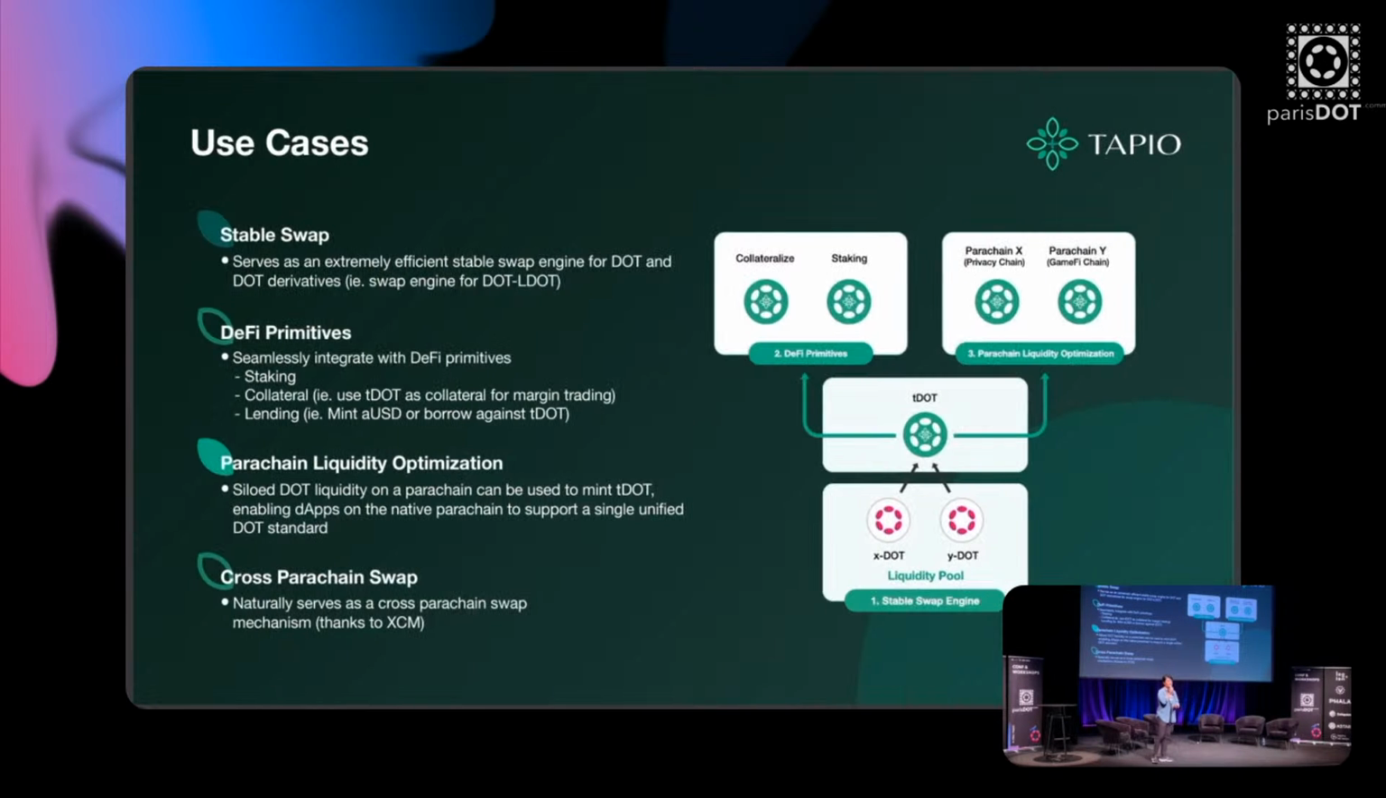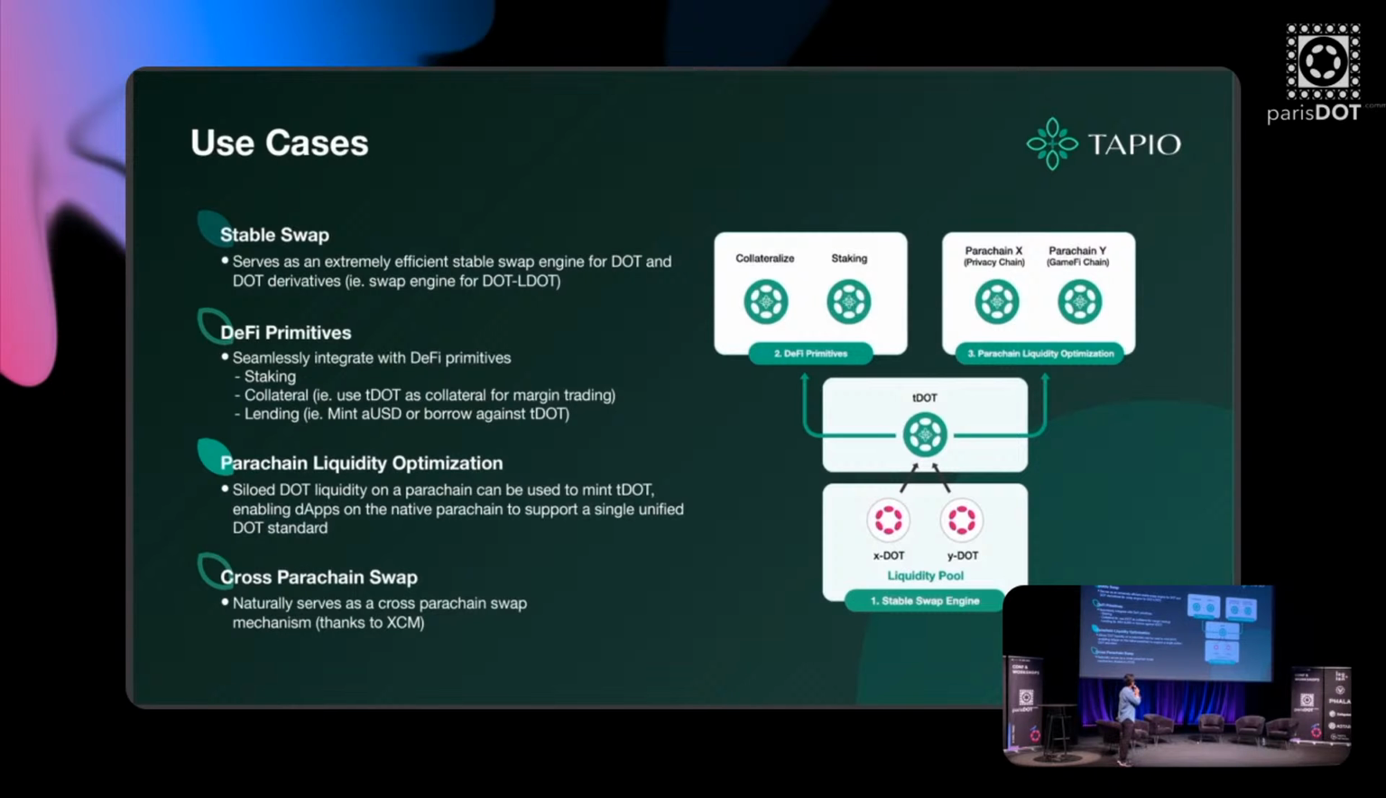So there's 4 distinctive use cases for the synthetic DOT, T-DOT. Number 1, the stable swap. This is where we support the instant redemption for L-DOT. So as a user, you don't need to wait 28 days anymore if you want to get L-DOT back into DOT. This function is directly integrated into the Acala platform. And this is also where the swap fees get generated.